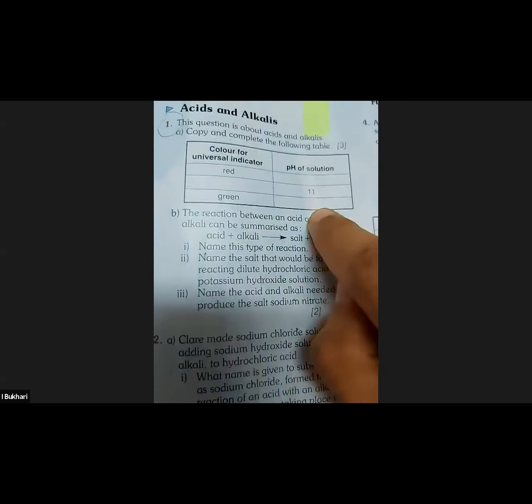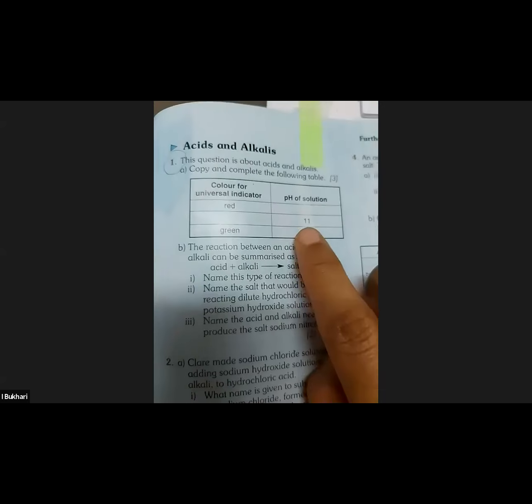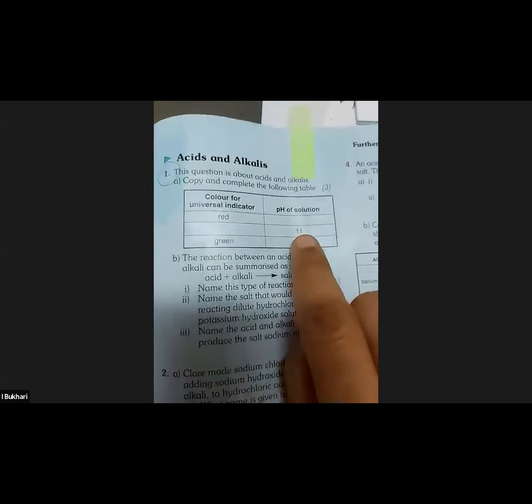Green. What number with green? 7. Good job, Hassan. No, you have to write a number. Wajiha, don't write neutral. Write a number here. Follow the pattern. They have written a number.